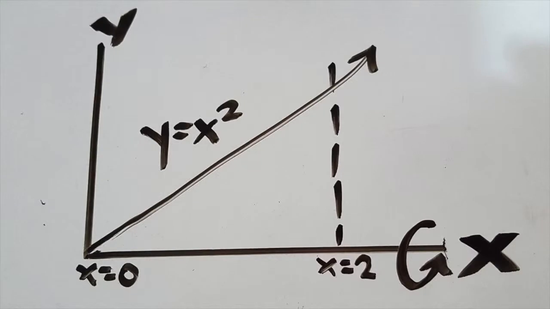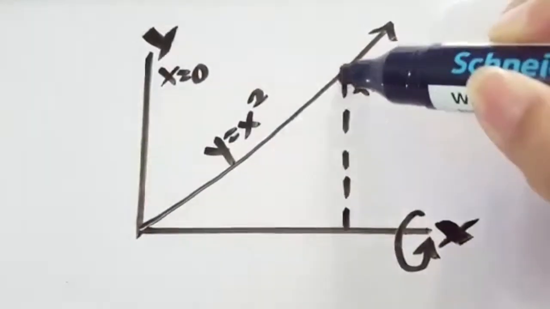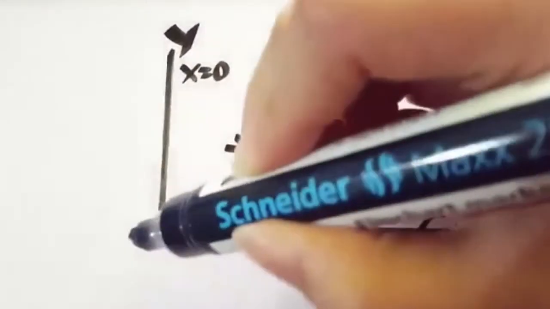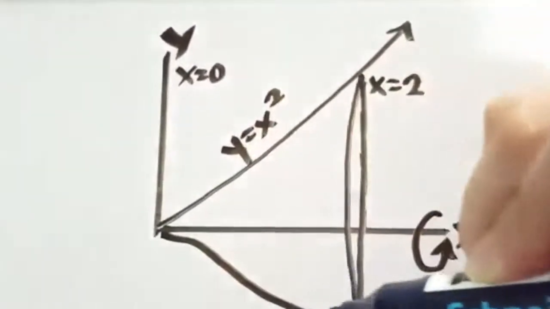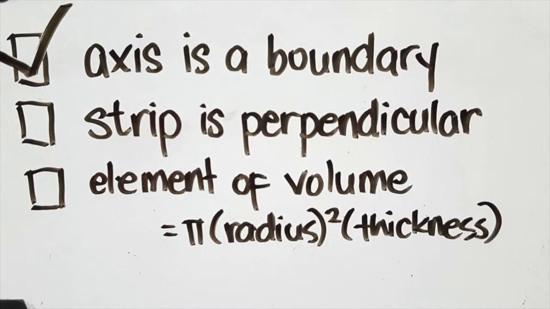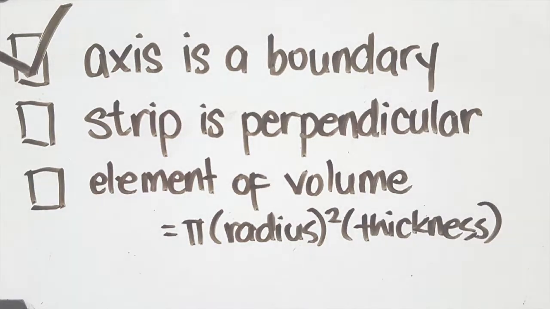In the function that was drawn, we've taken note of the axis of revolution, which is the x-axis. And if you notice, when you rotate the curve about the x-axis, it fully covers the function within the interval [0, 2]. This means that the axis is a boundary of the curve, which is one of the requirements for the disk method to work.